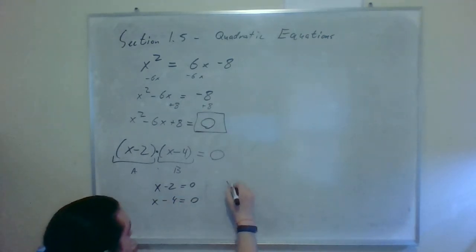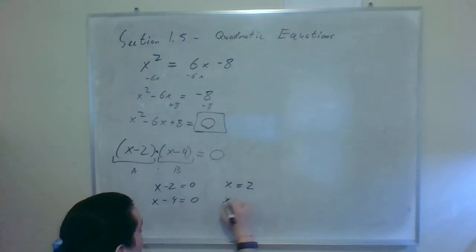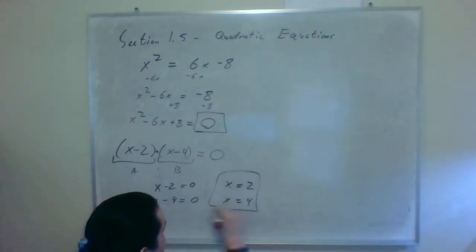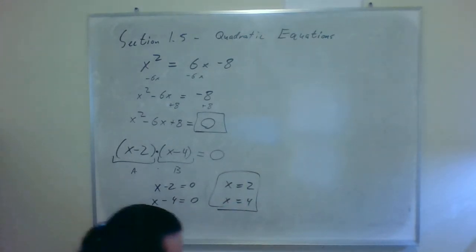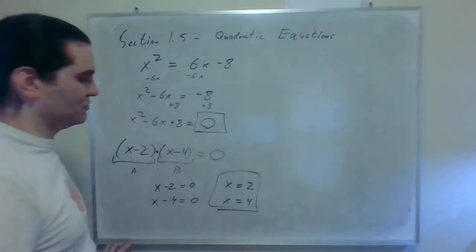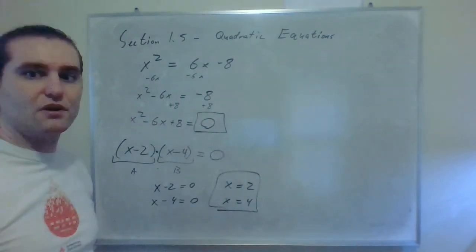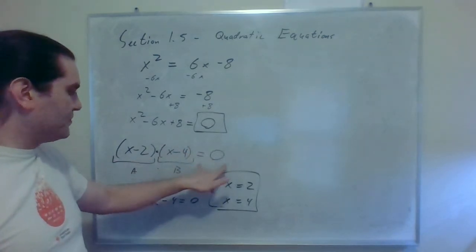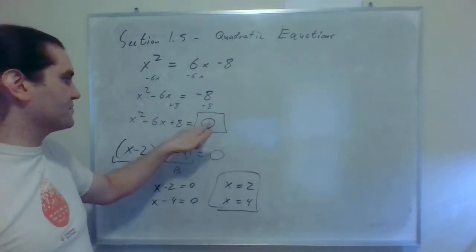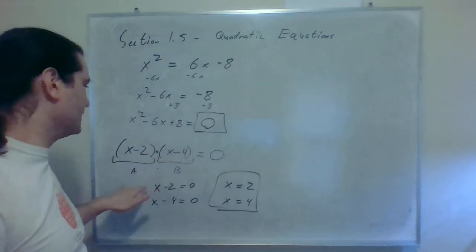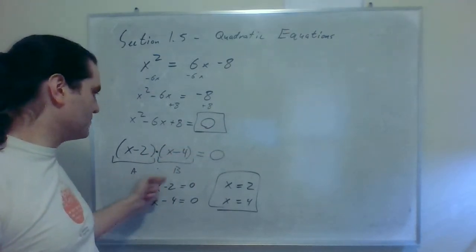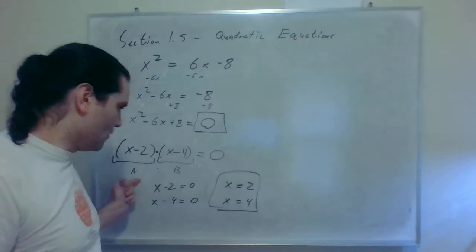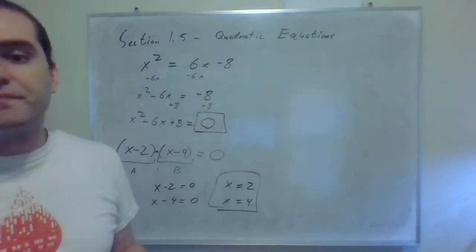And if this is true, that means that x must be 2, and if this is true, that means x must be 4, and these are our two solutions to this quadratic equation. This is called the zero product property. When you get something set equal to 0 and then you factor it, you know that one of those factors must be 0, because that's the only way to get 0 as a product.